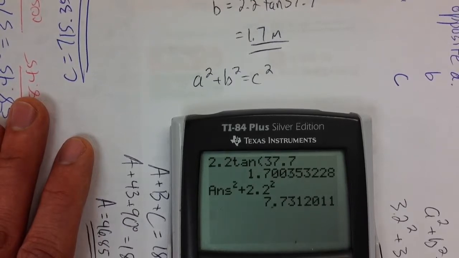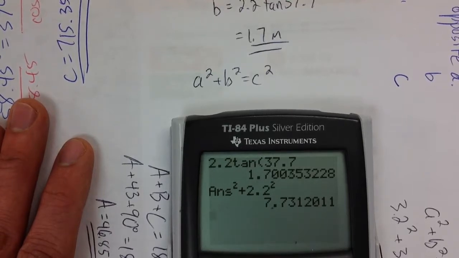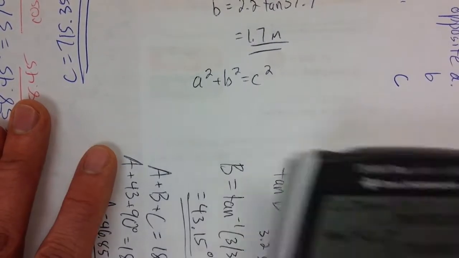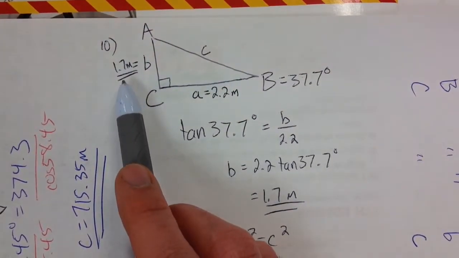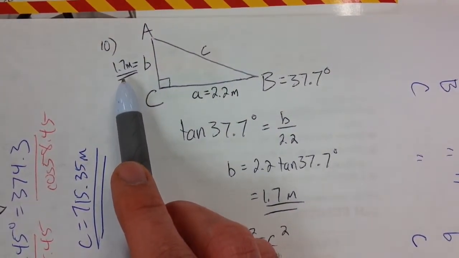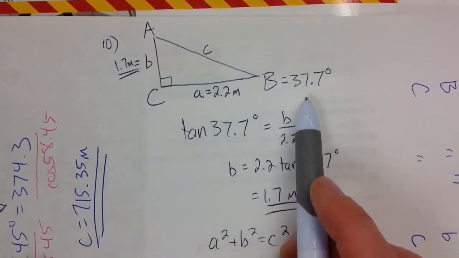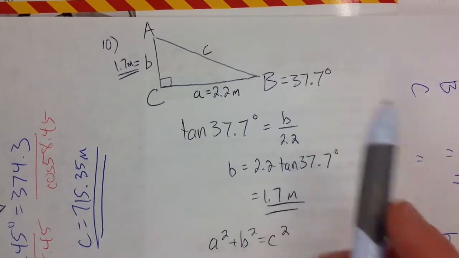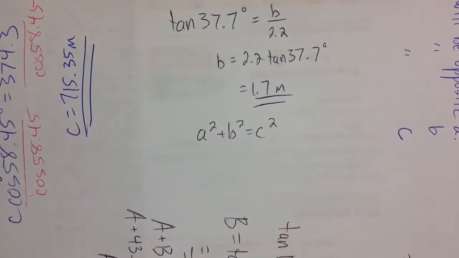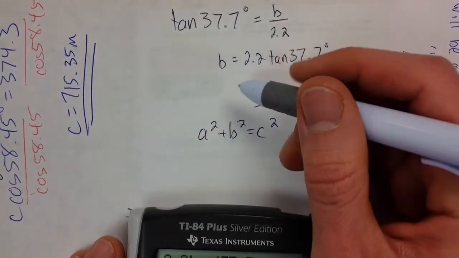Oh, no, that's 2.2 squared plus 37.7. Wait. So we found this side to be 1.7. Oh, it's 1.7? Yeah. The angle is 37.7. Oh, okay. So it's 1.7 squared plus 2.2 squared? Yep.